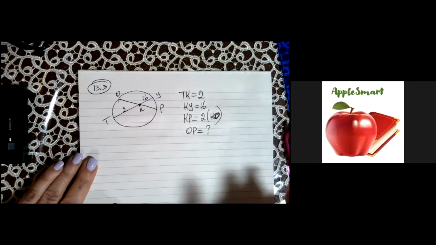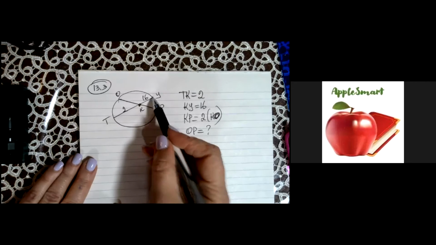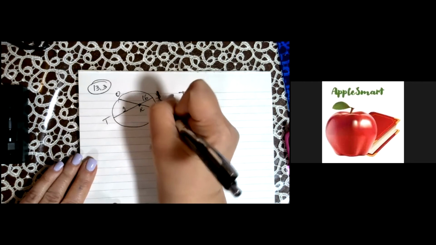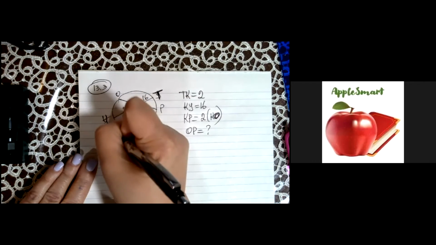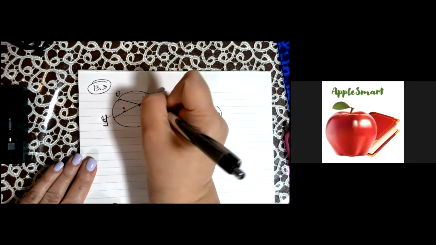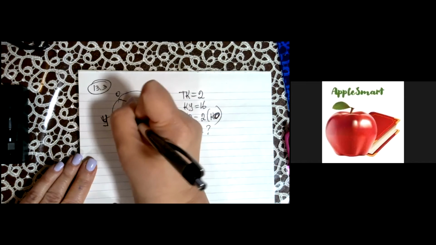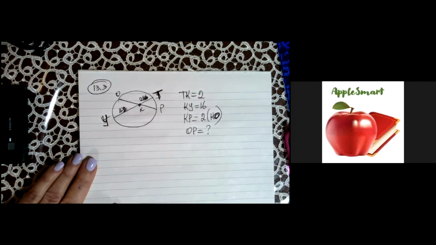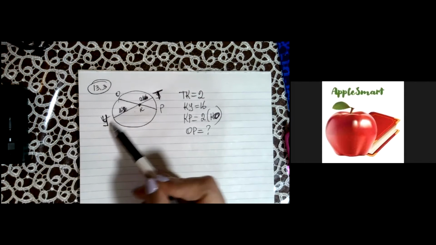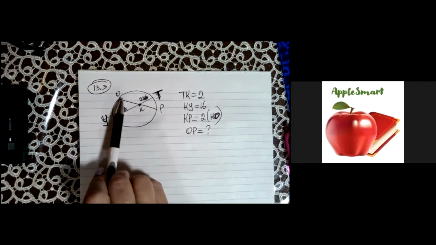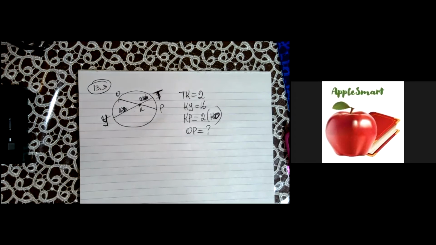I guess I will redo the diagram because if I call this 2, it doesn't make sense unless I change the letters. If I call this T and this Y, that's more realistic now. So then this is 2 and this is 16, right? That makes more sense now. So TK is 2, KY is 16, KP equals 2KO, and we have to find the length of OP.